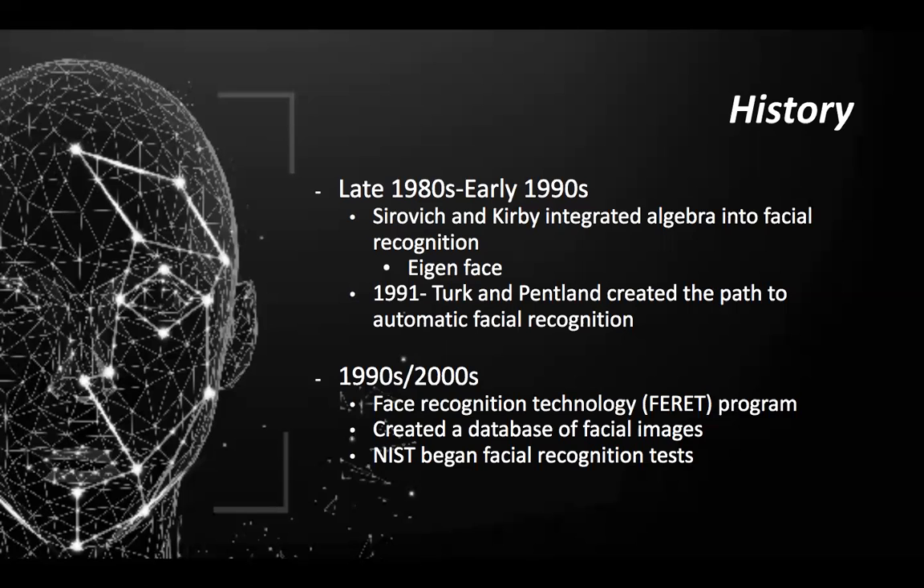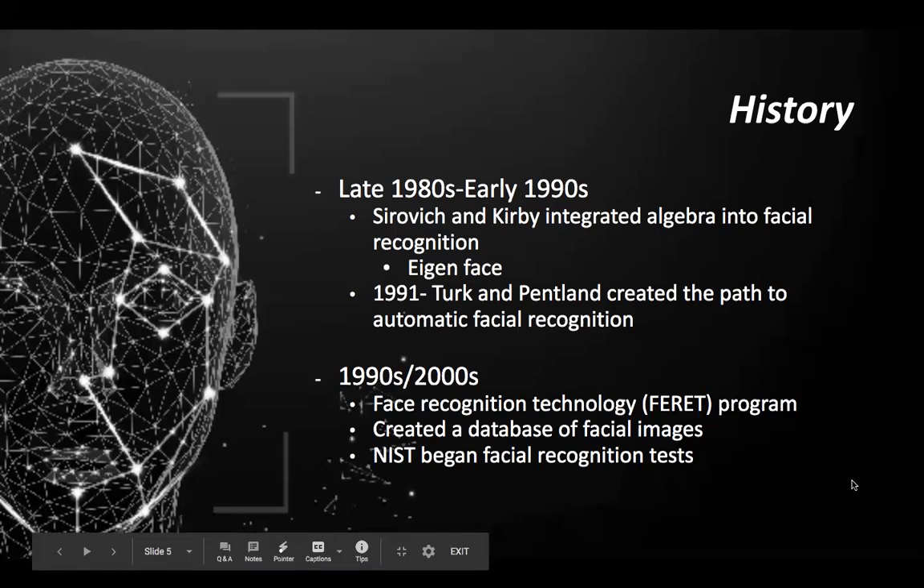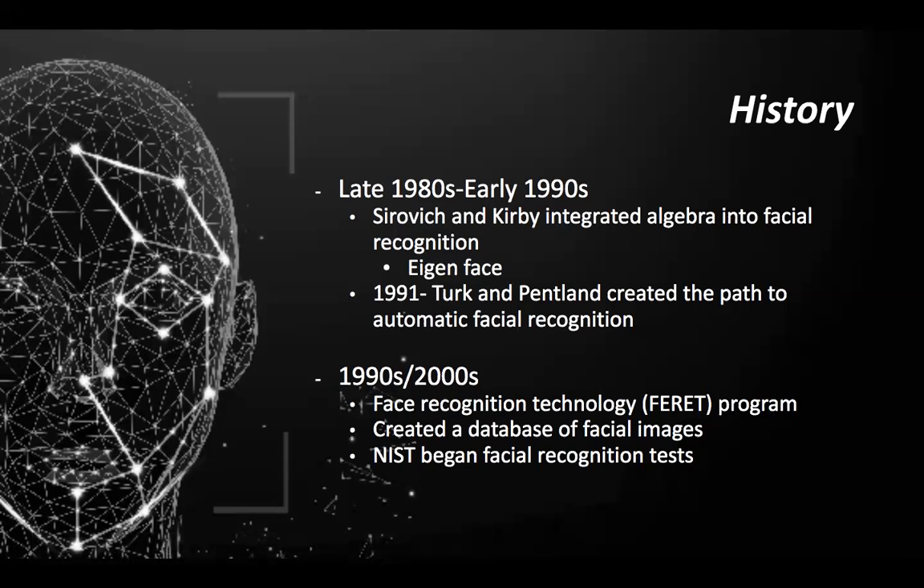The National Institute of Standards and Technology began facial recognition tests in the early 2000s by building on what the FERET program built. This was meant to provide independent government evaluations of facial recognition systems that were commercially available as well as prototype technologies. This was supposed to provide both law enforcement agencies and the US government with the information that will determine the best way to deploy this technology.